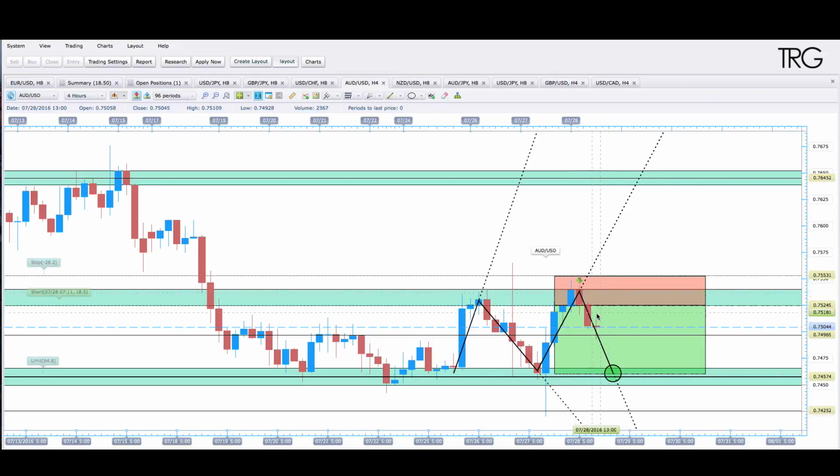So, we have, let's see, we got about 43 more pips to go before we hit our target. So we will see where that goes. Like I said, this is a live trade right here. We are actively in this trade. I took it around, I want to say, 4, 5 o'clock in the morning.